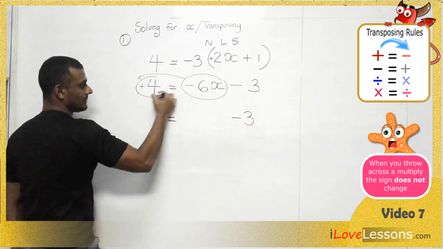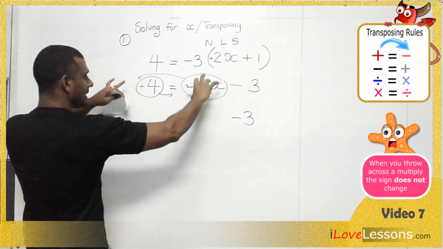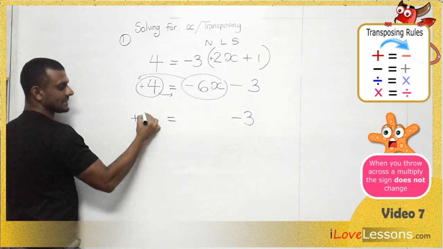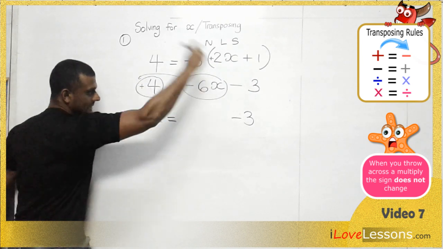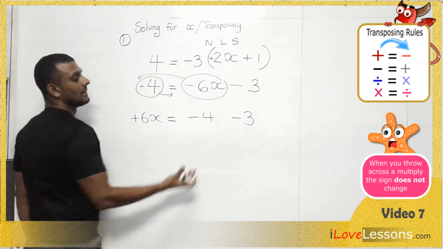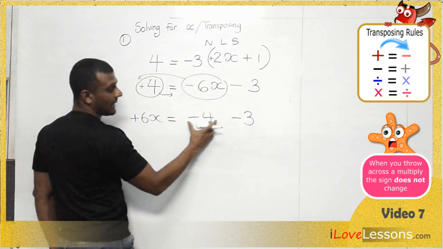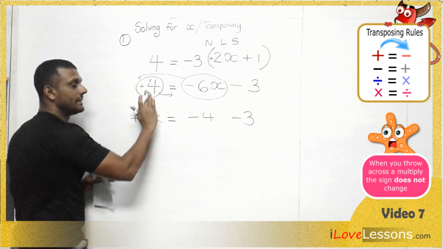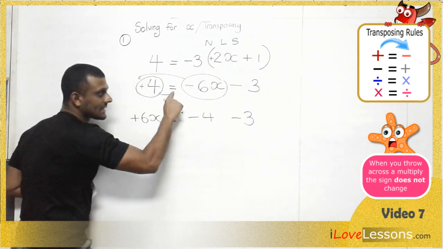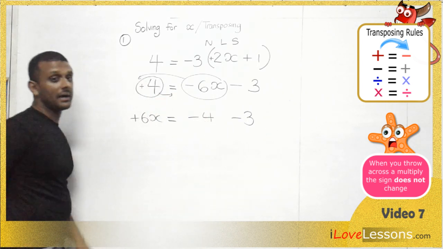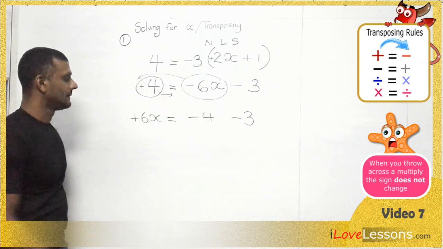So let's switch these two here. Minus 6x becomes positive 6x, and the positive 4 becomes what? Minus 4. Just a point to note, the minus 4 could have been written here. The idea is the 4 just has to make it on the other side of the equal sign. Doesn't matter if you put it here or if you put it after the minus 3. You'll get the same answer.